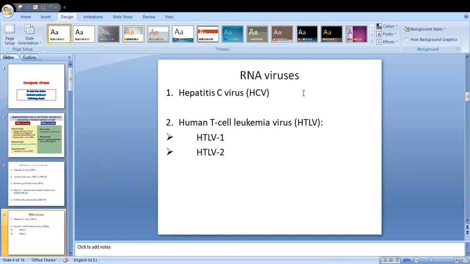Among the RNA viruses causing tumors are the hepatitis C virus and the human T cell leukemia virus, again subdivided into HTLV1 and HTLV2. So there are two types of human T cell leukemia virus, divided into subtypes 1 and 2.